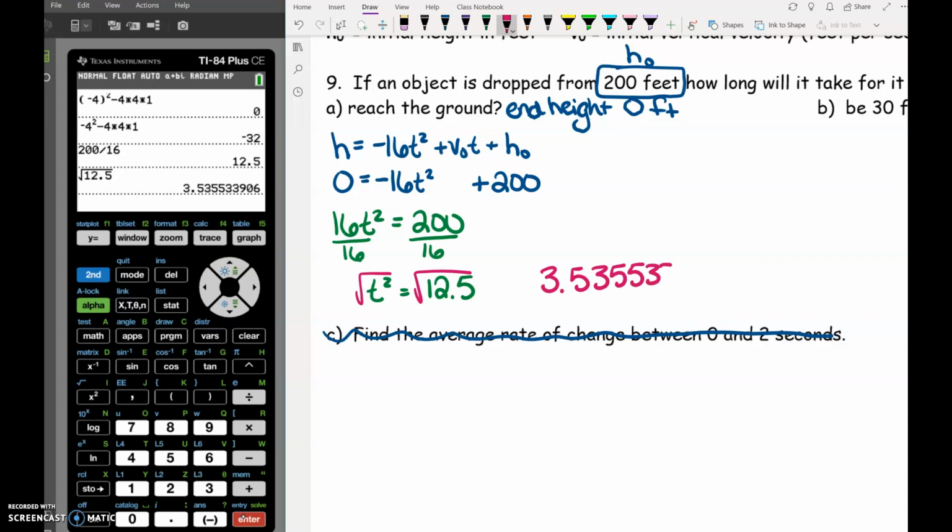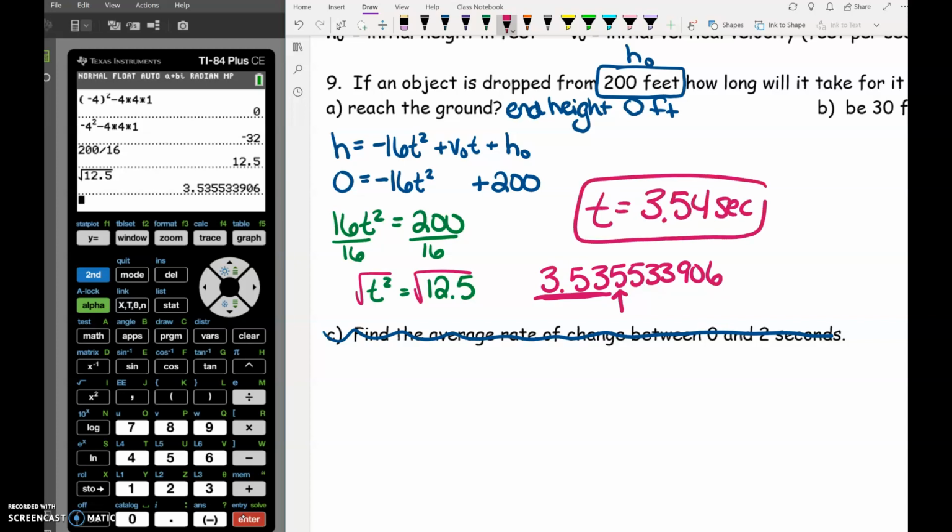Hundredth is 2 numbers after the decimal point. So it's either going to be 3.53 or 3.54. The number after that tells us if we shove it up to 3.54 or leave it be at 3.53. What should we do? Shove it or leave it? Shove it. Our answer is 3.54 seconds.